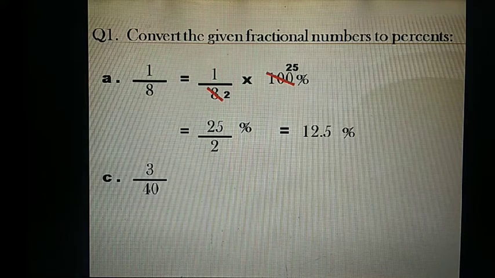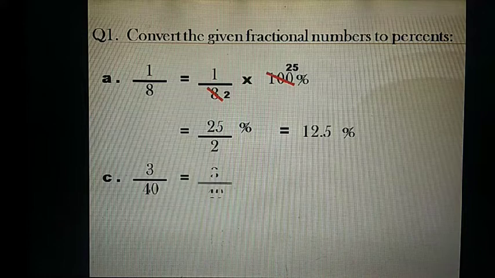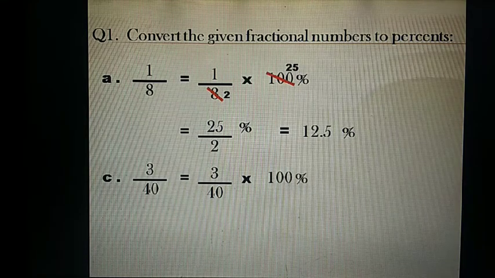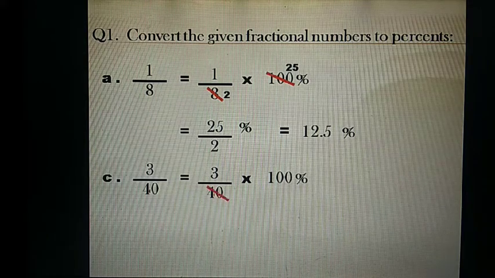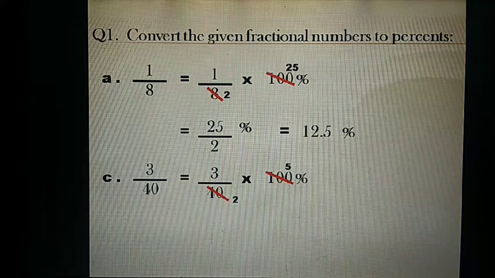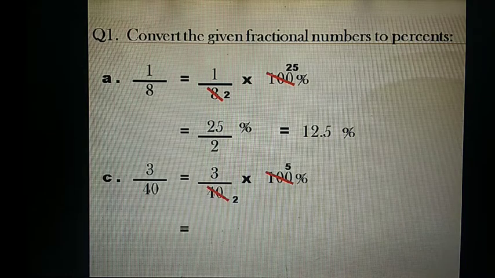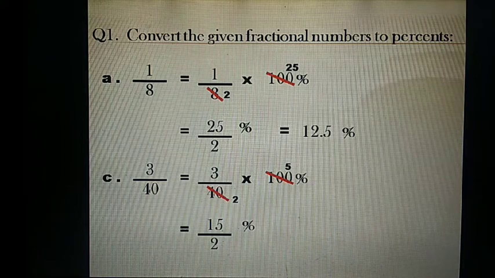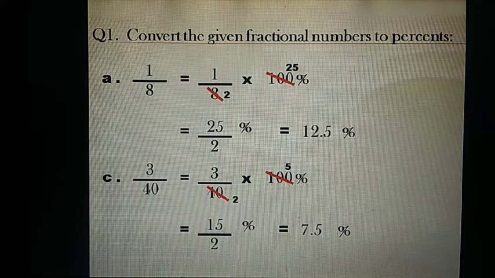Next is 3 upon 40. Again, as we are supposed to convert it to percent, we will just multiply the given value by 100%. Now again the common factor here is 20, 20 twos are 40, and 20 fives are 100. Again multiplying the whole to the numerator, you will get the answer as 15 upon 2%, which you can further divide and write the answer in decimal as 7.5%.